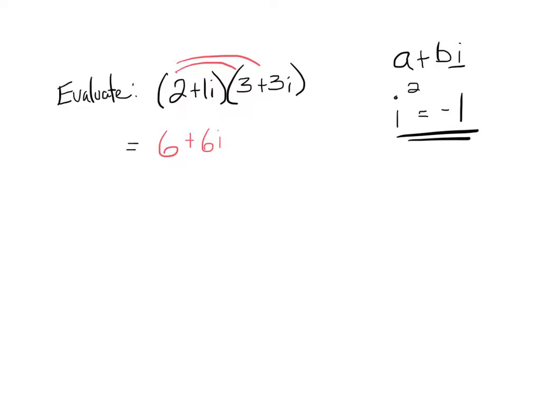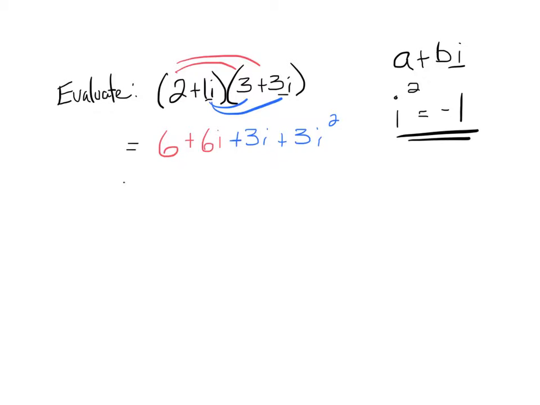Throughout this process, by the way, we're going to treat these terms that have i's just as if they were any variable, like x's or y's. So 1i times 3 is 3i, and then the 1i times 3i is plus 3i squared. All right, so that's it. That's exactly like, again, as if we had x's and y's instead of i's here.